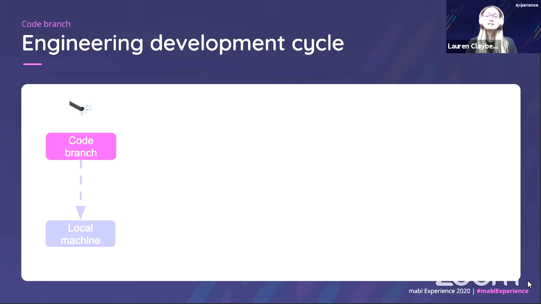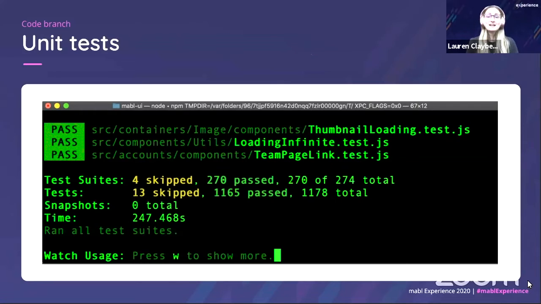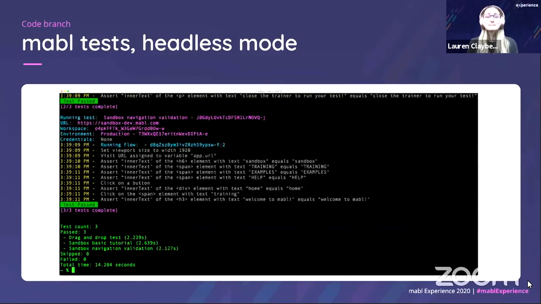So once you have designed a feature and figured out what you want to work on, at mabl we'll start working on an individual code branch. So this is the part where we're working on our local machine, and we'll even start adding tests as early as this in the process. The first type of test that we'll add at this step is unit tests. Here's an example of all of the unit and integration tests we run for the user interface. We'll make sure that at this step of the process, we are not breaking anything that we don't expect.